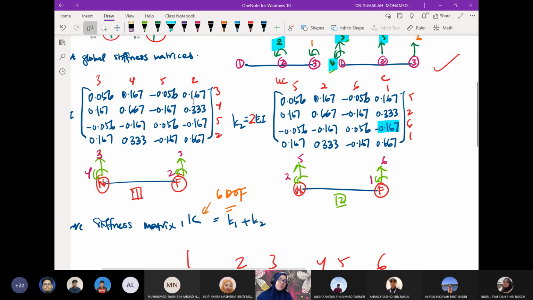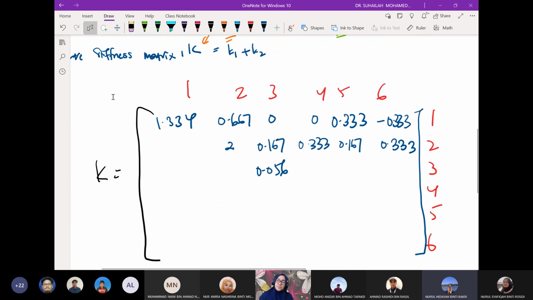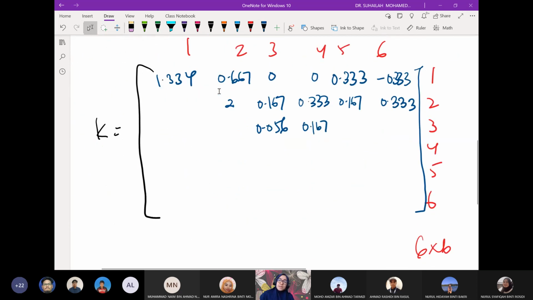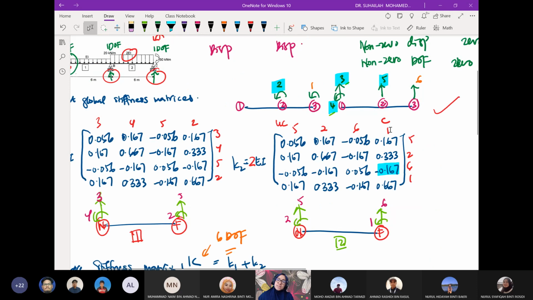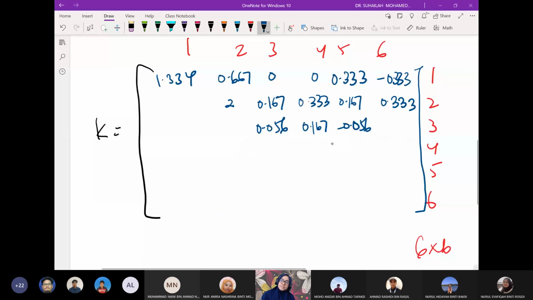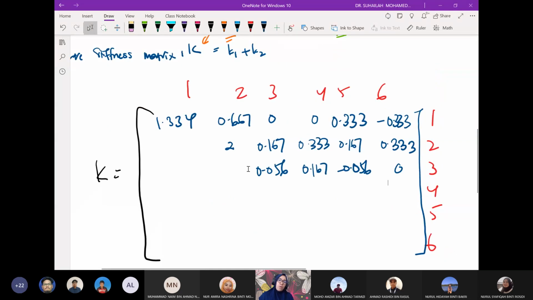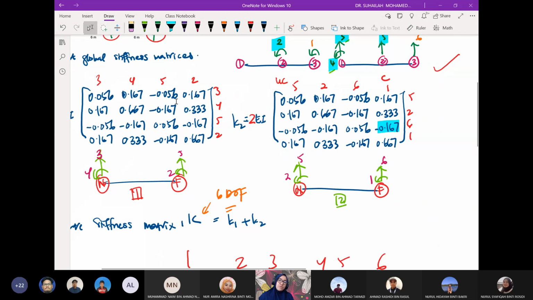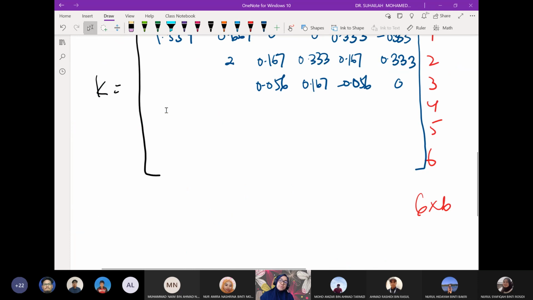3, 4. 3, 4 appears only once. 3, 4. 0.167 ya. Negative 0.056. Negative 0.056. 3, 6. Ada 3, 6? No 3, 6. Tak ada. Okay, next. 4, 4. Tengok ada tak 4, 4? 4, 4. 0.667 only. Kan? 0.667.